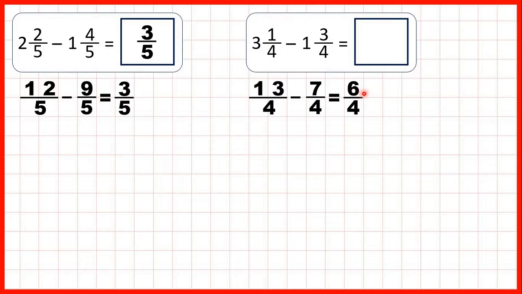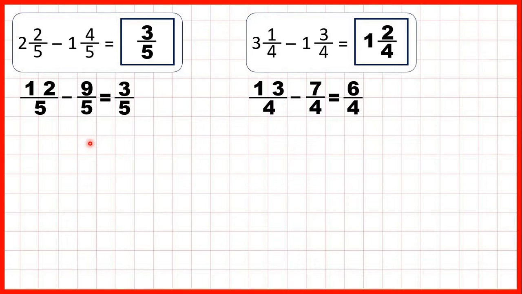We can change that back into a mixed number by dividing 6 by 4, so dividing the numerator by the denominator. 6 divided by 4 is 1 remainder 2, so that's 1 and 2/4 as our answer. 1 times 4 is 4, and then we need 2 more to get to 6, so 6/4 is 1 and 2/4 as a mixed number.